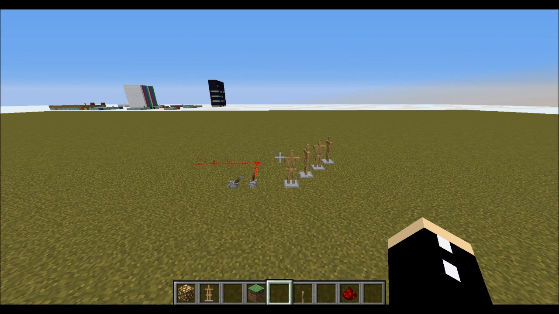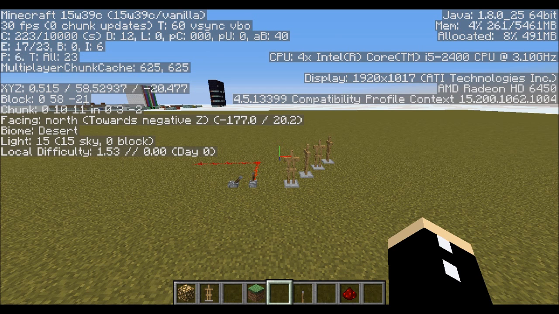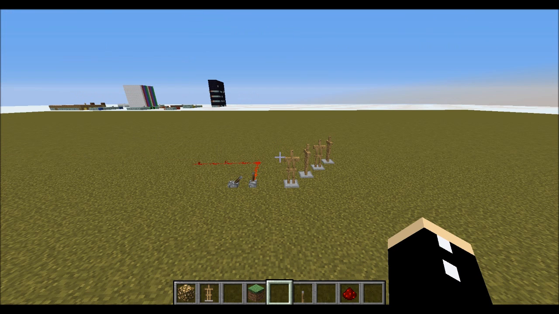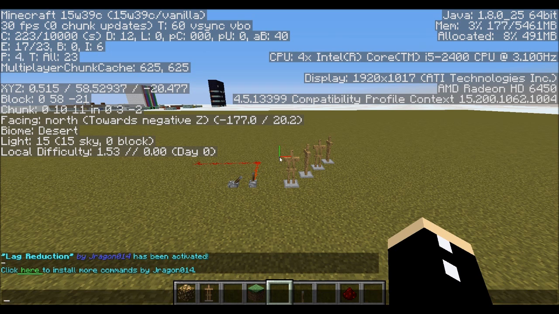Now we still haven't got onto commands yet, but I want to talk to you guys about the debug screen. What is that? That's this thing here. Now this pops up when you press F3 and it disappears when you press F3 again. So let's show you a bit of information.